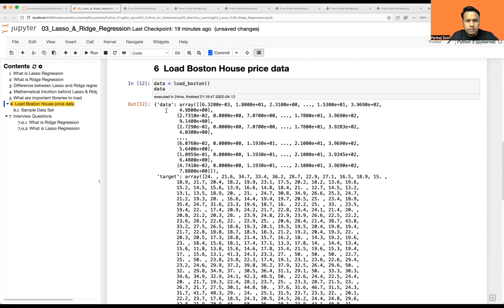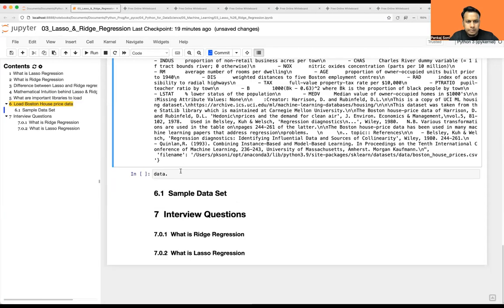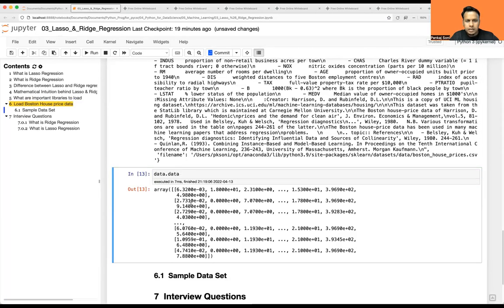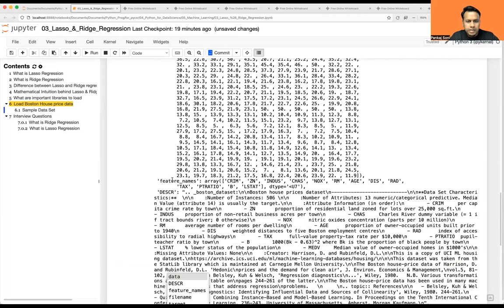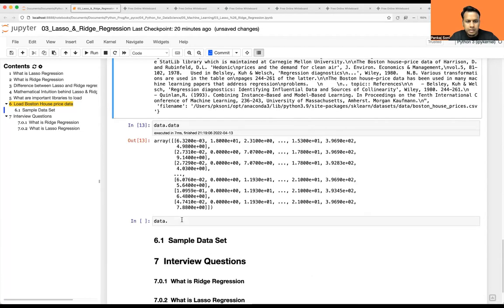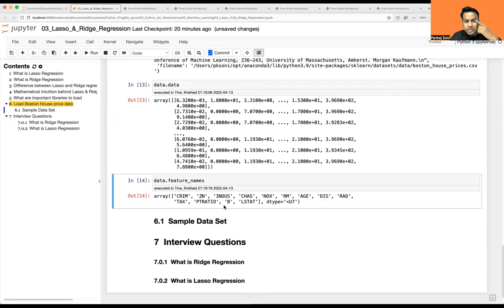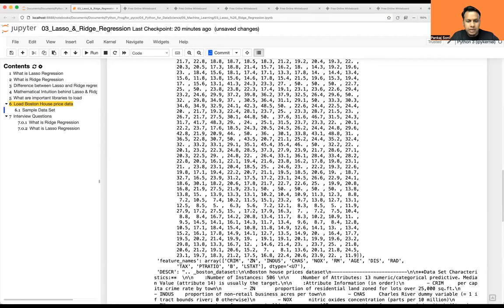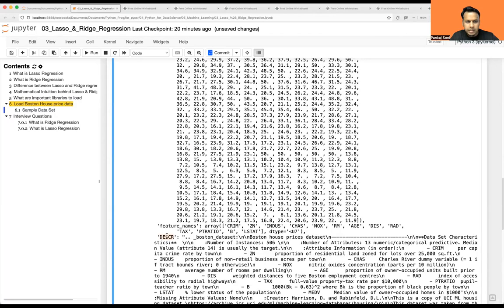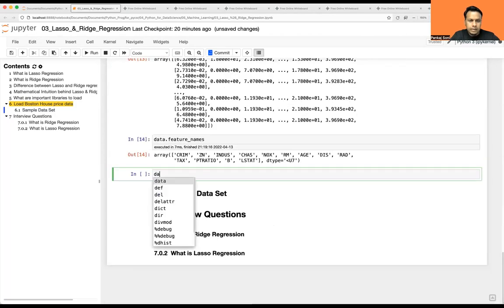So let's say data dot data. This is the array of data, and data dot feature names tells us what features it contains. So we have CRIM, Z and so on. If you want to know what exactly those features mean, we have the description, DESCR. Let's print it so that it prints in a proper format.